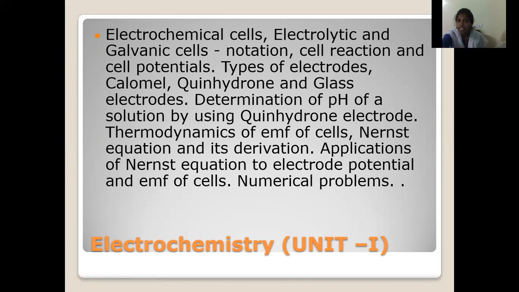And the next topic is determination of pH by using quinhydrone electrode. Here we are having the quinhydrone electrode topic. By using quinhydrone electrode, we can find the pH. This is one of the derivations now. In this derivation, we can find the pH value of the unknown solution by using quinhydrone electrode. And thermodynamics of EMF of cells, Nernst equation and its derivation, applications of Nernst equation to electrode potential and EMF of cells, and numerical problems.